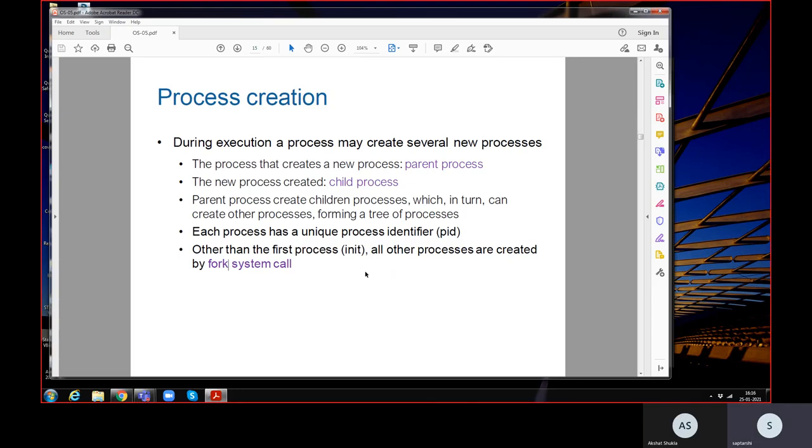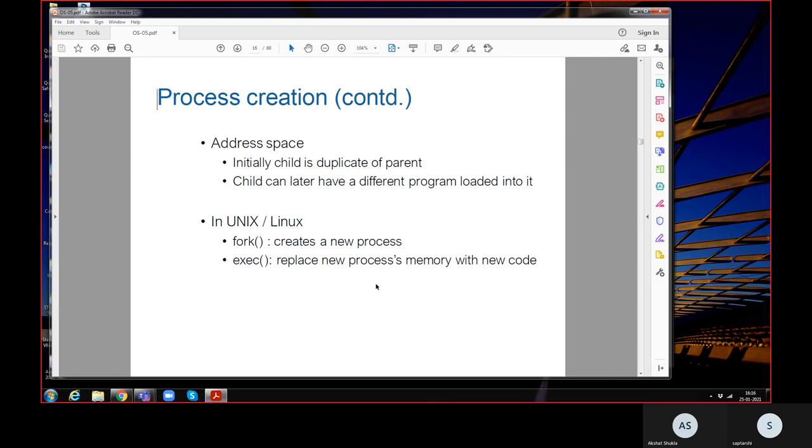So for now, we are not discussing the init process. Rather, we will discuss the fork system call, which is used to create all other processes. Now, what happens when a fork system call is done? We'll see. So you see, the fork system call creates a new process.